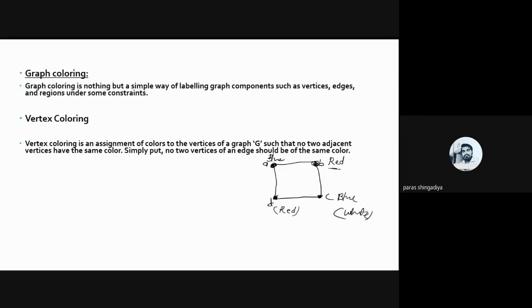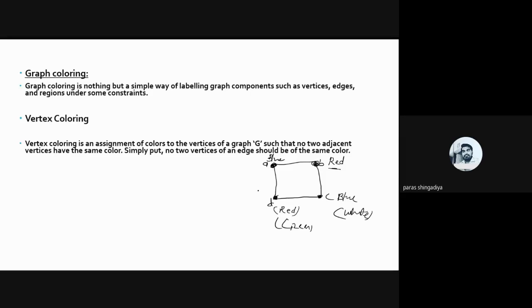Why is it red color? Because B and D are not adjacent, so you can fill the vertex D with red color. Otherwise you can use a different color, let us say green. So 4 different colors I used here: blue, red, white and green. But by using 2 colors only, we can also fill the vertex coloring. Which 2 colors? Blue and red only.